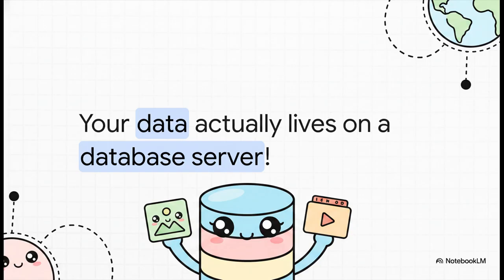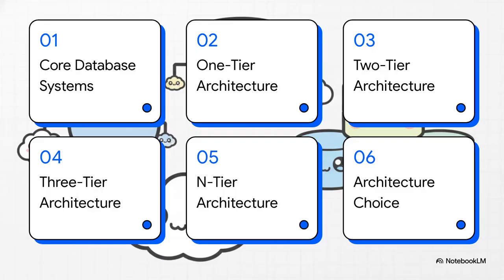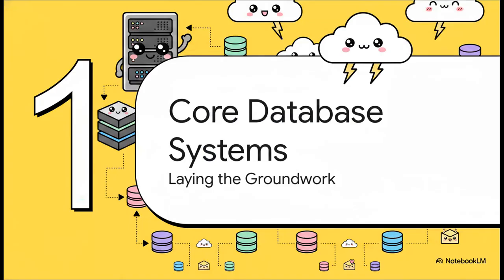But the real magic is how those systems are actually connected. Like, how many architectural layers does that single request have to pass through to bring that photo to your screen securely and quickly? So here's our roadmap for this explainer. We'll hit the core concepts, move to a localized one-tier setup, split the workload in two-tier, expand to the three-tier web standard, push the limits with N-tier, and wrap up by looking at how to choose the right one for specific applications.